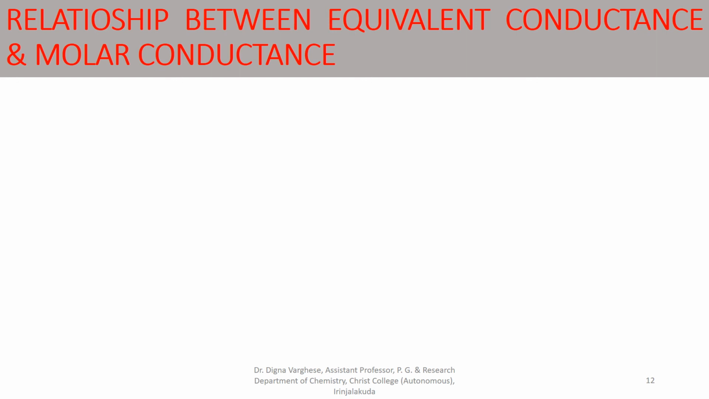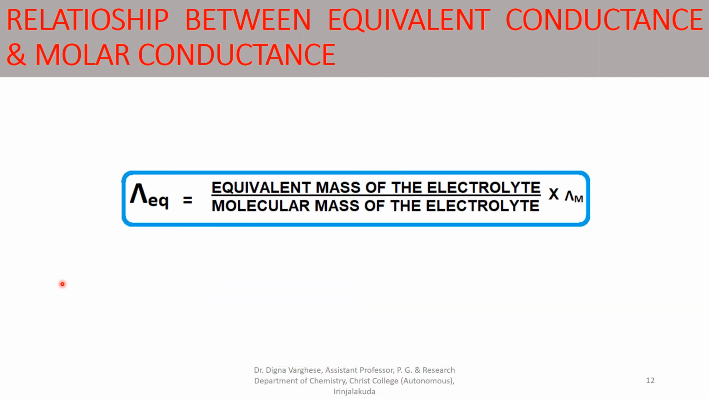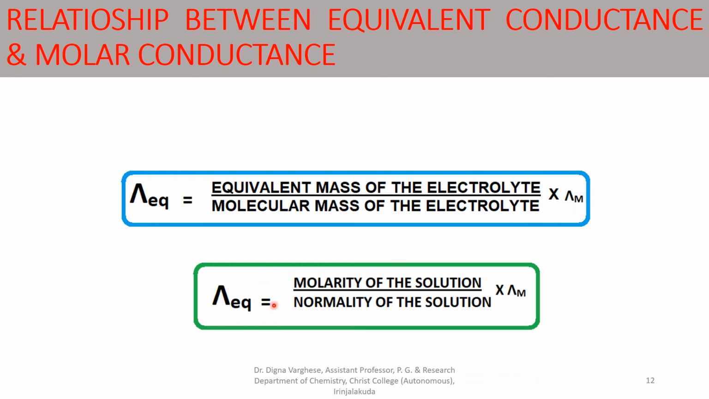Relationship between equivalent conductance and molar conductance. For an electrolyte solution, equivalent conductance is related to molar conductance as: lambda equivalent is equal to the equivalent mass of the electrolyte divided by the molecular mass of the electrolyte, into lambda m. Or lambda equivalent is equal to the molarity of the solution divided by the normality of the solution, into lambda m.